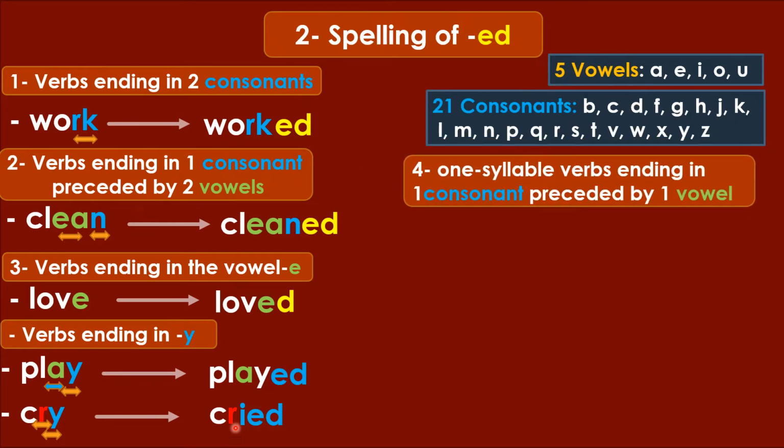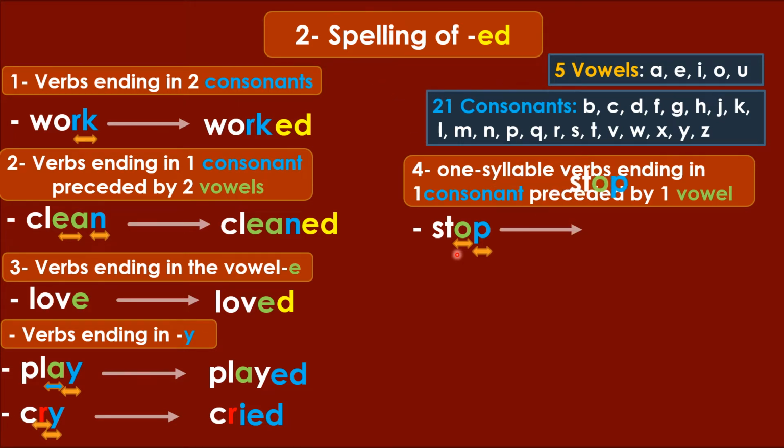Okay, let's have a look at the fourth case. 1 syllable verbs ending in 1 consonant preceded by 1 vowel, like stop for example. This is a 1 syllable verb, meaning a short verb. It ends in a consonant, which is the letter P, preceded by 1 vowel.